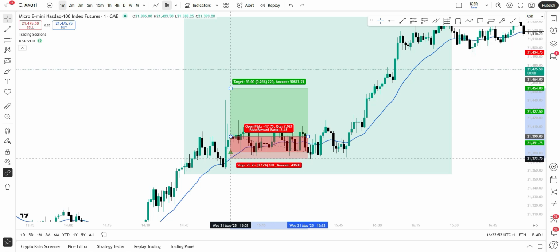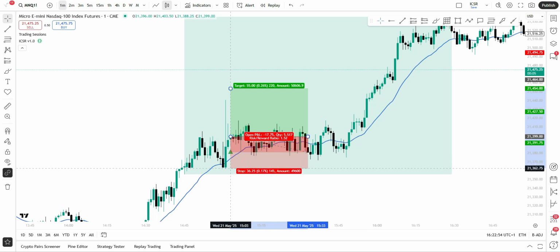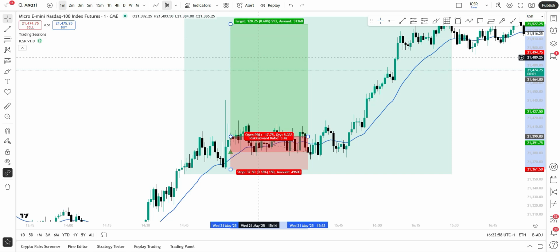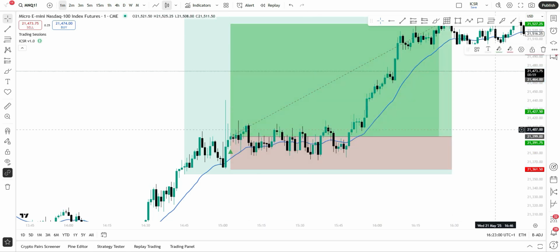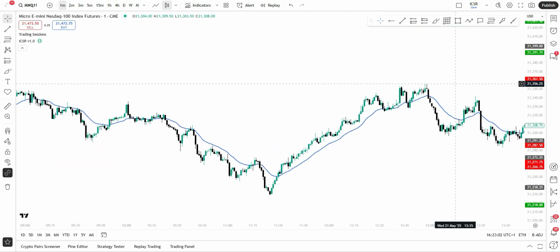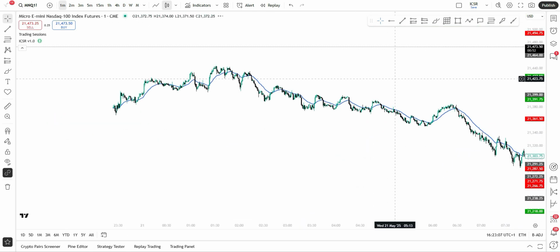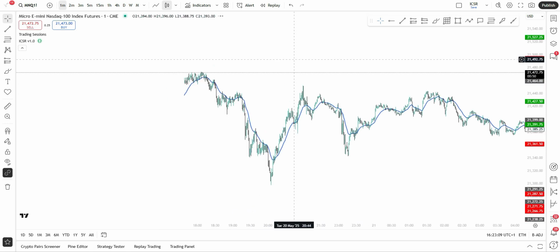tight stop loss here, maybe got stopped out if you'd used the EMA. The EMA is close to the swing structure. If you'd gone here, trade ran a substantial amount. Yeah, that's it for now. Brief introduction.